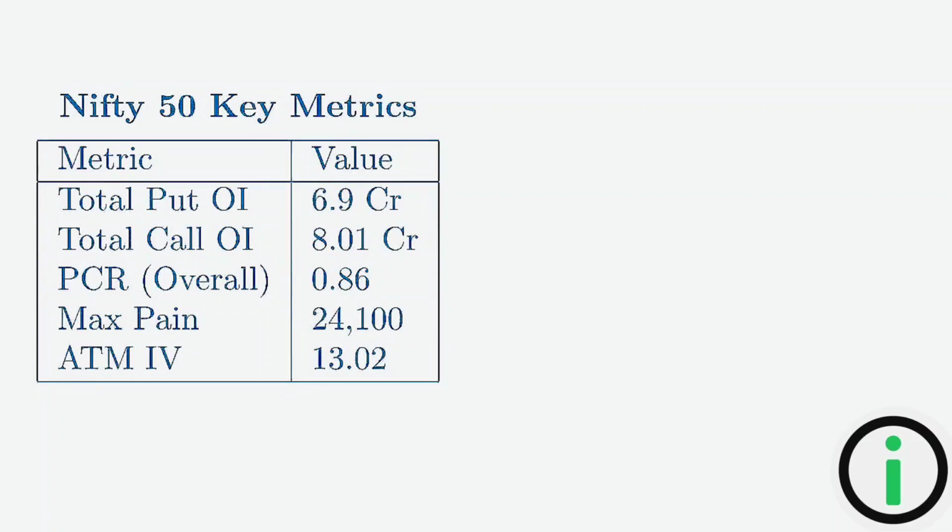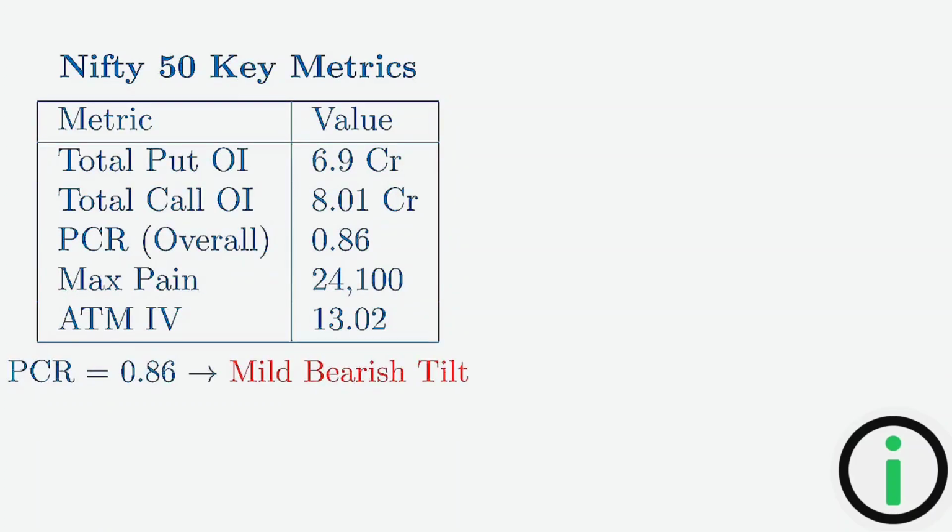We see a total put open interest of 6.9 crore and a call open interest of 8.01 crore. This gives us a put-call ratio, or PCR, of 0.86. Typically, a PCR below 1 suggests that there is more call writing than put writing, indicating a mild bearish tilt among sellers. Additionally, the max pain level is sitting at 24,100.